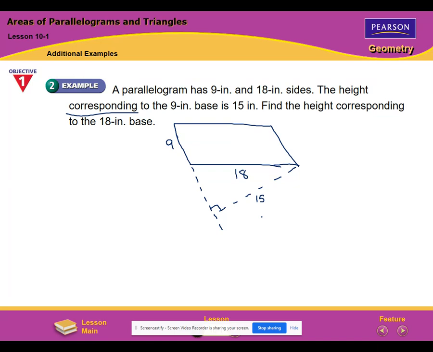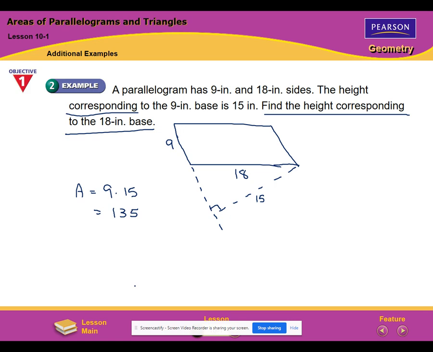Okay, now we have an area formula for parallelogram. Notice that in the directions it says find the height corresponding to the 18-inch base. They didn't ask for the area. We are going to use the area to find what they want. The area being base times height, in this case would be 9 times 15. 9 times 15 is 135. And that is an area if they wanted it, right? This would be 135 inches squared. That's not what they asked for.